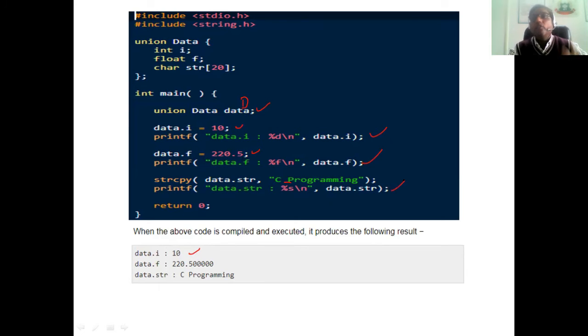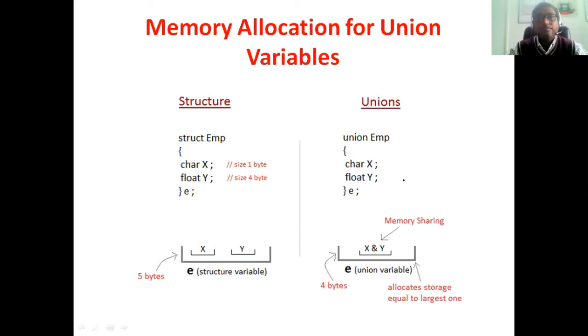But once you assign a value, or initialize some variable with a particular value, and at last you print the values of all the variables, you will get a wrong answer. It means you will get a garbage value, because in case of a union your memory will be in shared form. You can easily understand this from this particular example.